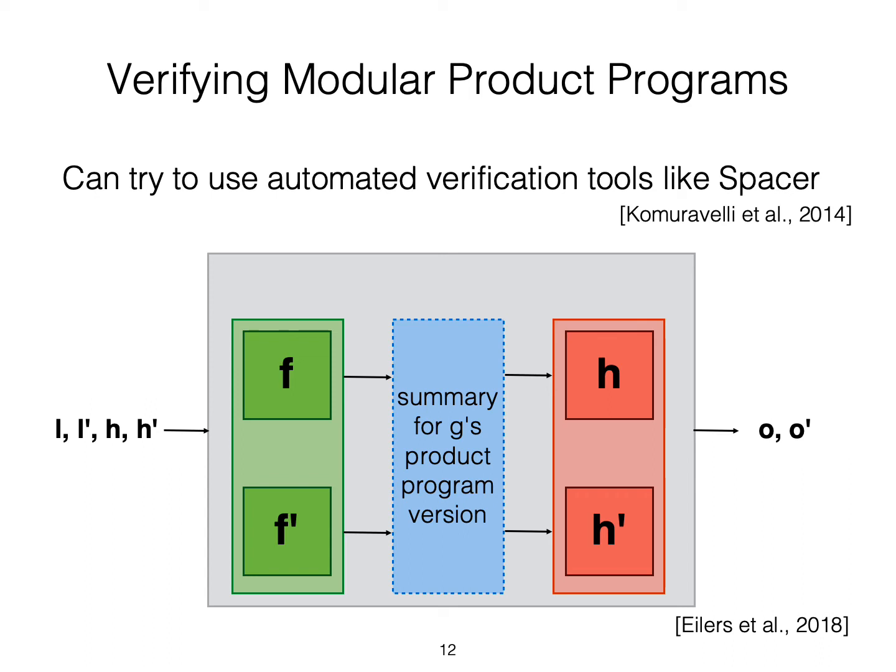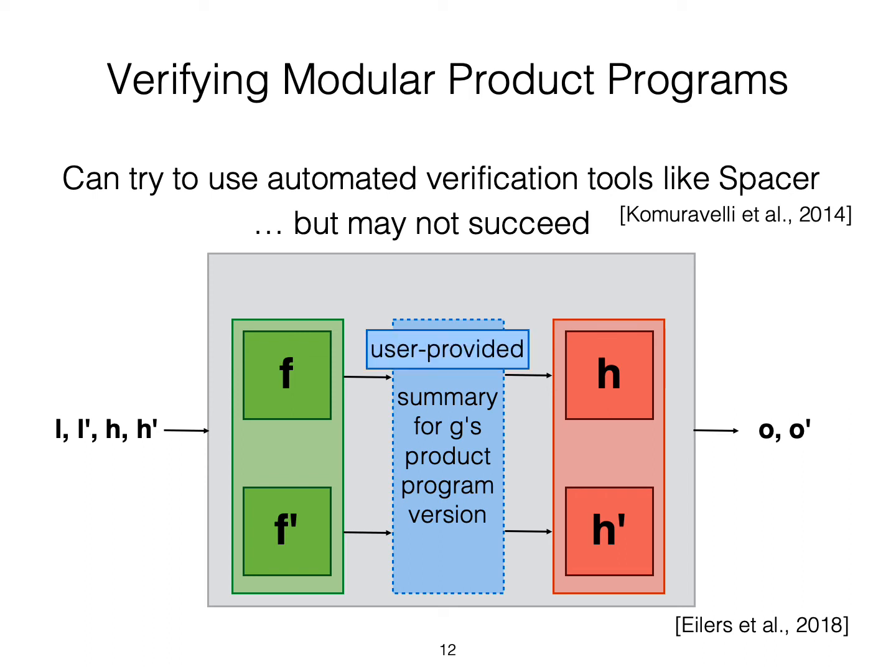For verifying modular product programs, we can, in theory, use any modular verifier for safety properties. An example of such a verifier is Spacer. But if we do something like this in practice, we aren't necessarily going to succeed, and we will see that in our evaluation later. The problem here is that modular verifiers might not infer summaries that correspond to relational properties of the original program. In the original work on modular product programs, the summaries that were used were provided via user annotations.